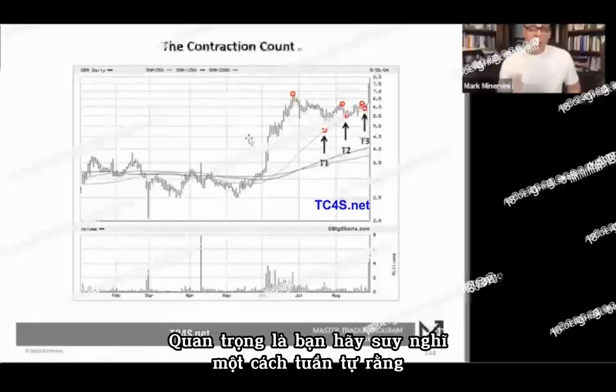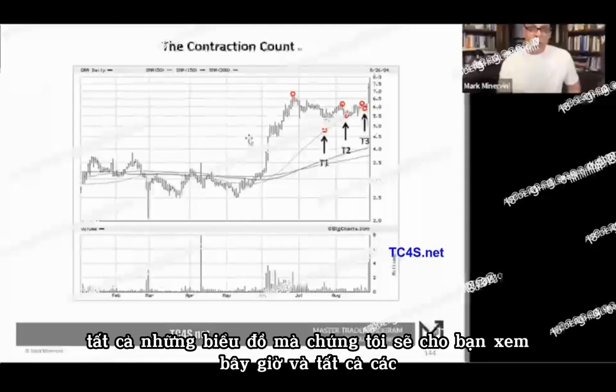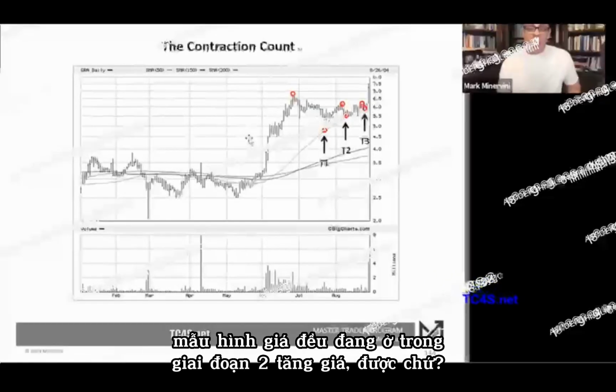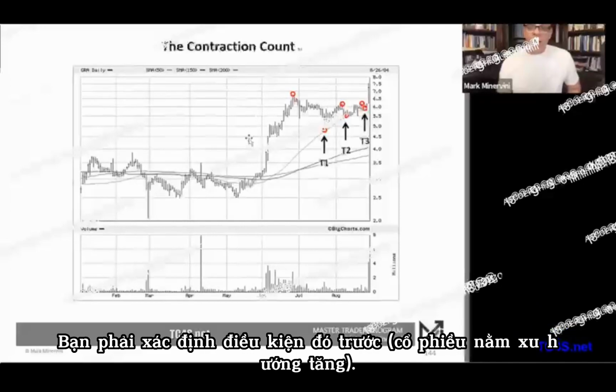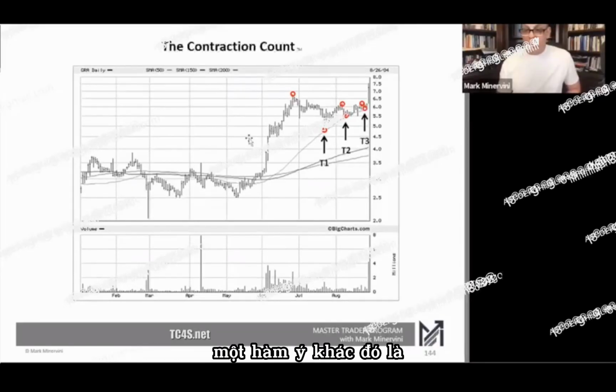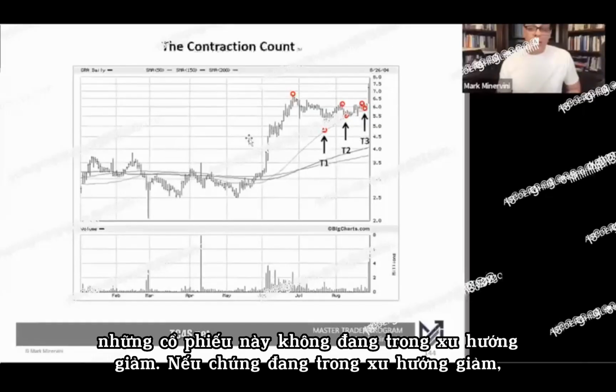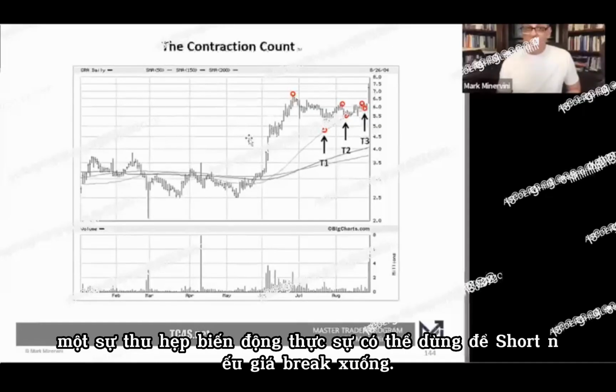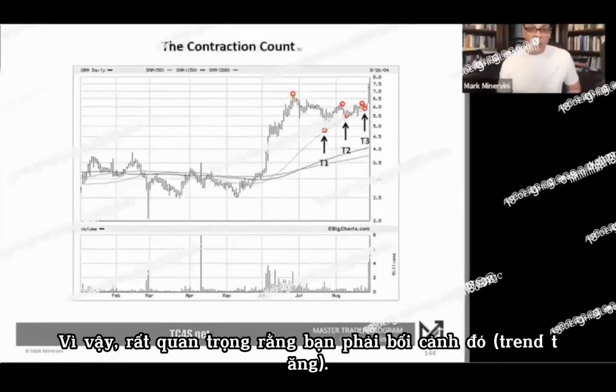It's real important that you think chronologically. All these charts that we're going to show you now and all these price patterns are going to be where you're already in a stage 2 uptrend. Okay, that's already been decided. You've already made that decision. That's your qualifier. This would have a different connotation if these stocks were in a downtrend. If they're in a downtrend, a volatility contraction could actually be a short if it breaks to the downside. So it's real important for you to keep that perspective.